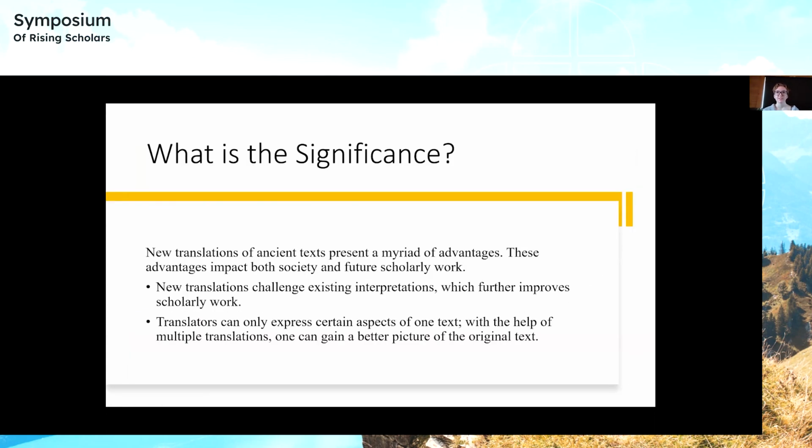So for Sophocles' Antigone, it's a very popular and well-known, well-read work. And so there's many, many translations of it. And I want to address, what is the significance of having so many translations? The new translations challenge existing interpretations, which further improve scholarly work, and translators can only express certain aspects of one text. With the help of multiple translations, one can gain a better picture of the original text.